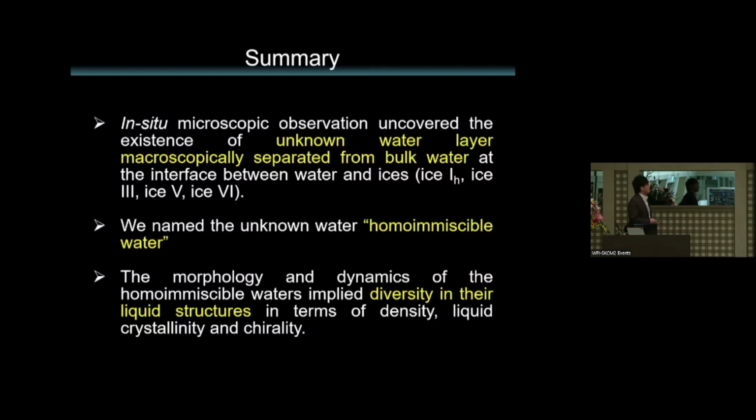Okay, so here is a summary of my talk. The in situ microscopic observation uncovered the existence of an unknown water layer macroscopically separated from bulk water at the interface between water and the ices 1H, 3, 5, and 6. And we named the unknown water homoimmiscible water, and the morphology and dynamics of the homoimmiscible water implied a diversity in their liquid structures in terms of density, liquid crystallinity, and chirality. That's my talk.